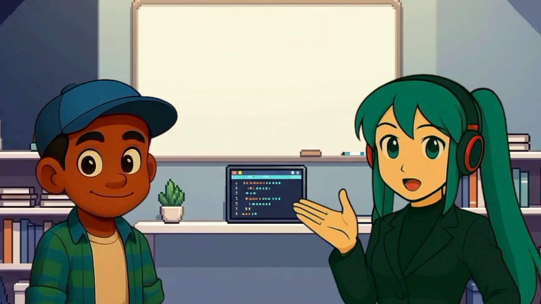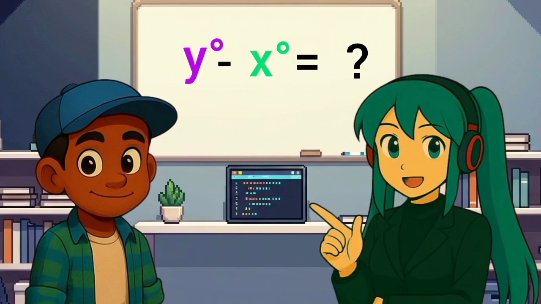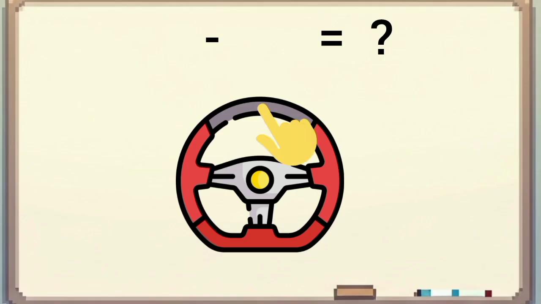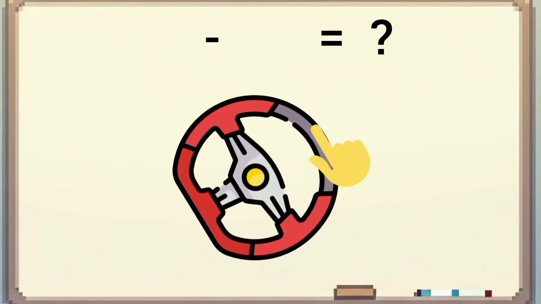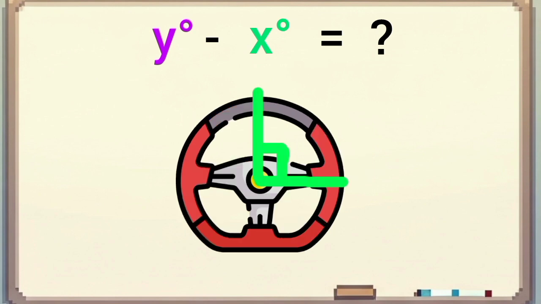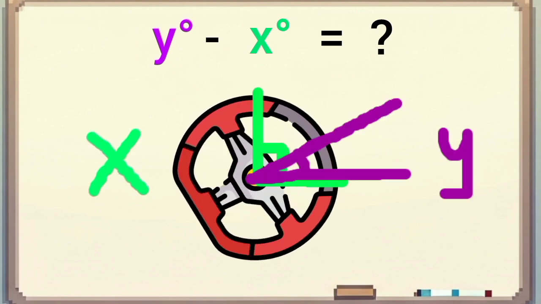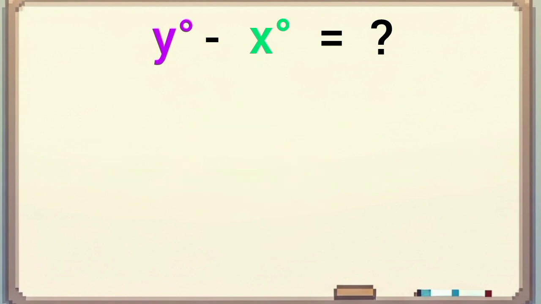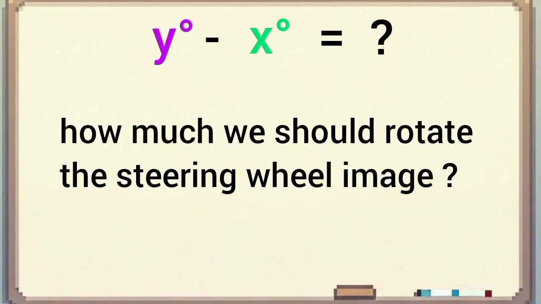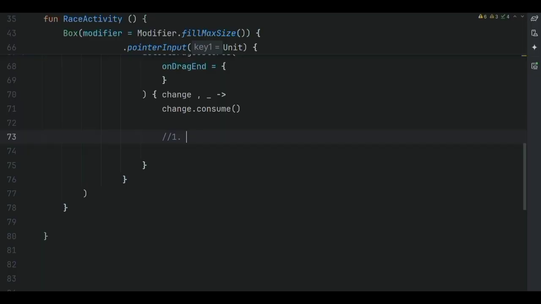The mathematical principle we are applying next is very simple. It's calculating the difference between the starting angle of the drag and the ending angle. Pay close attention here. When users place their hand on the steering wheel and drag in a certain direction, they create two distinct angles with the center of the wheel, one for the previous moment and one for the current moment. All we have to do is calculate the difference between these two angles to determine how much we should rotate the steering wheel image first, and then the car.